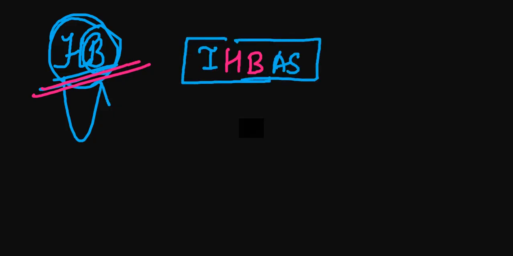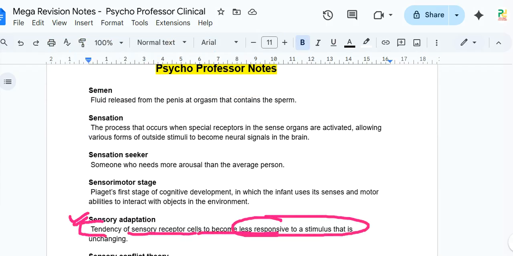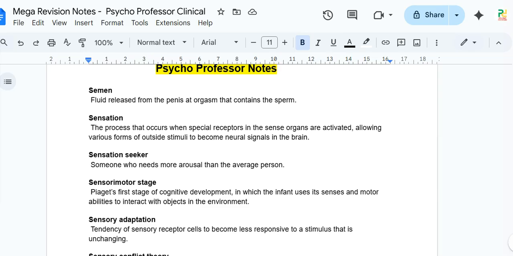Now see, this is called improvisation. What is this AS? This is for your sensory adaptation. So this was just an improvisation. Now we will look into what it is, our sensory adaptation. What is sensory adaptation? Tendency of sensory receptor cells to become less responsive to a stimulus that is unchanging. So what is the common thing?